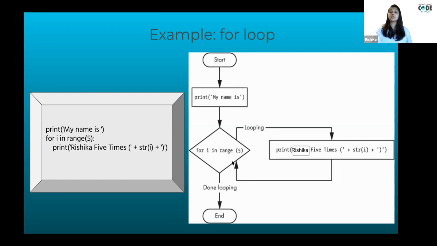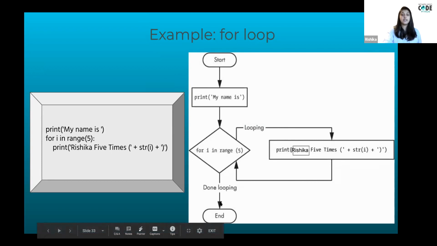But what I want to make sure you understand is that if we start here, then we go to print my name is. That's before we even get into the for loop. And then for i in range of 5, this is where our for loop starts. We are specifying it to loop through 5 times because we've said a range of 5. So now we're able to print Rishika 5 times. And once this loop has executed a total of 5 times, it'll recognize that it's done it already 5 times, and then it's going to stop looping, and then we get to the end, and that's it.